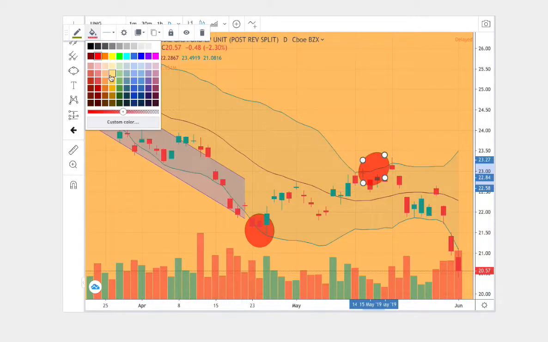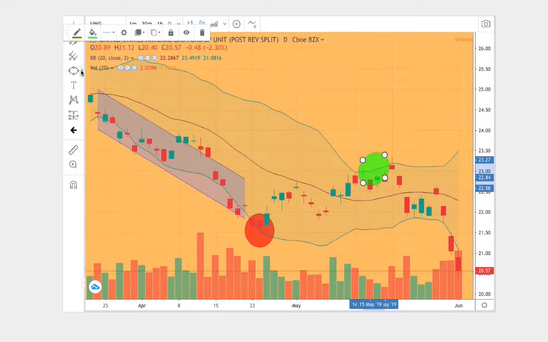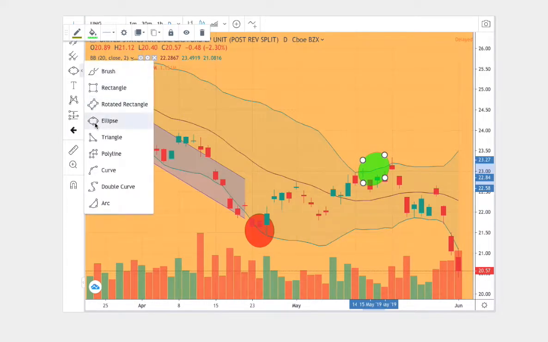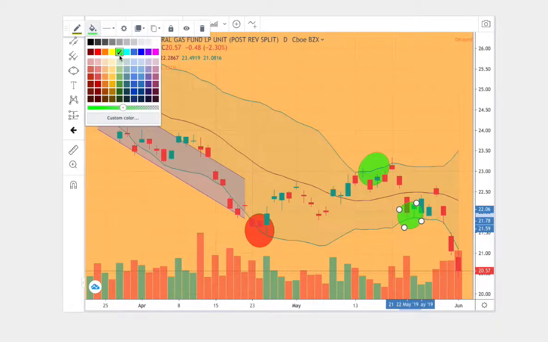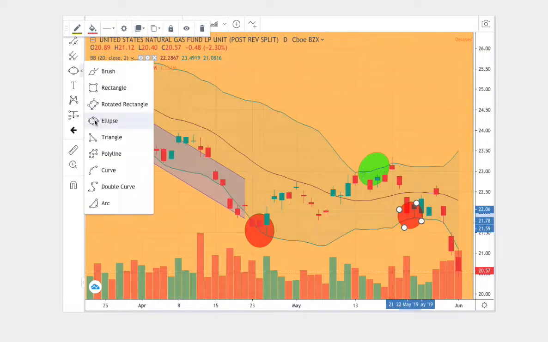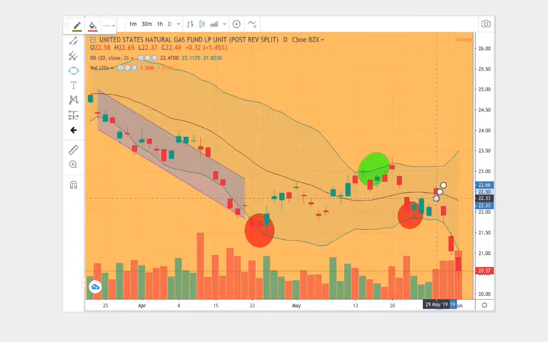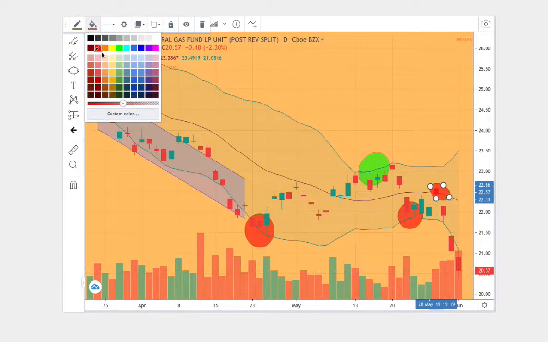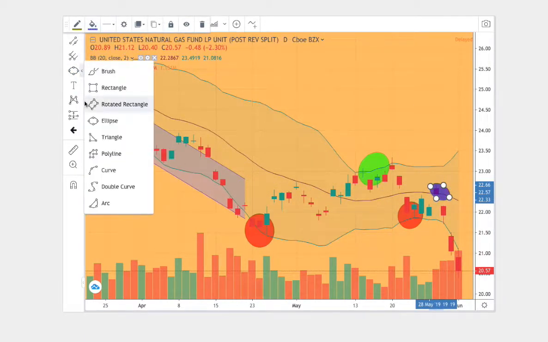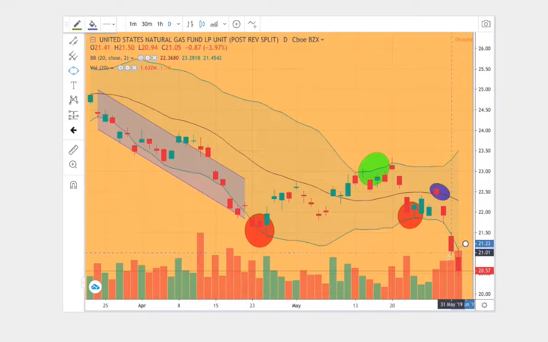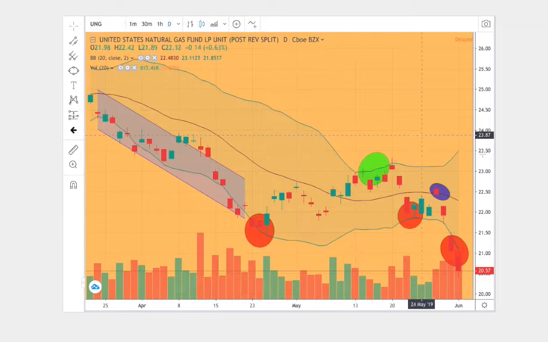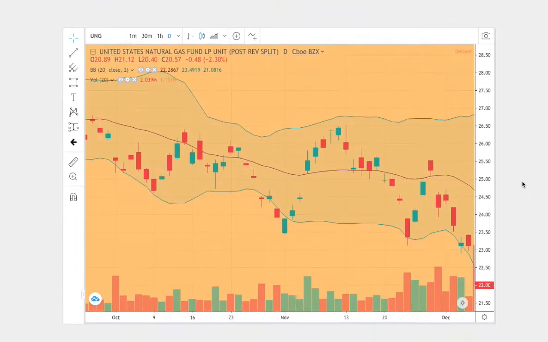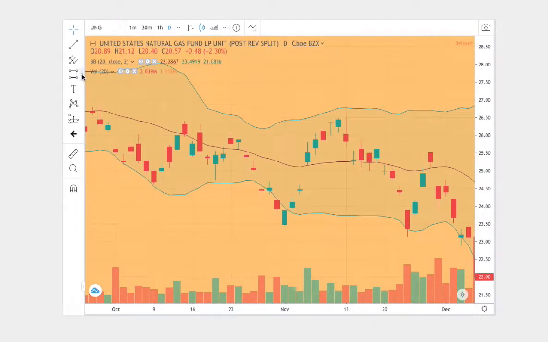So we have a bottom and an immediate touch, and then we touch the bottom again right here, the bottom Bollinger Band, and then we made an attempt to touch the middle Bollinger Band, not quite, and then we proceeded on down right here. So we have 3 bottoms touching the bottom Bollinger Band.